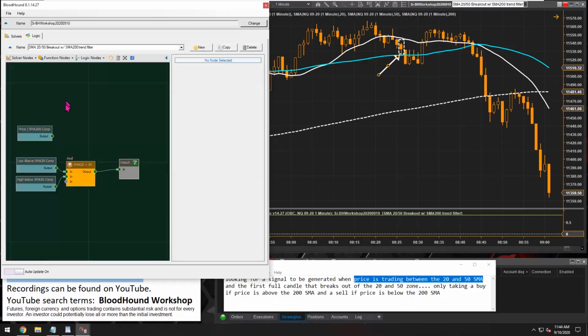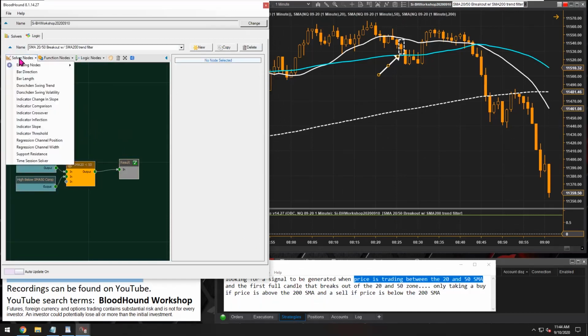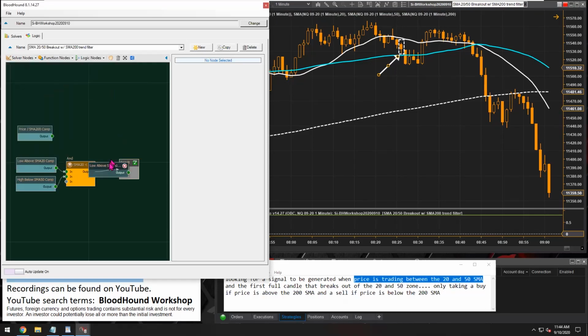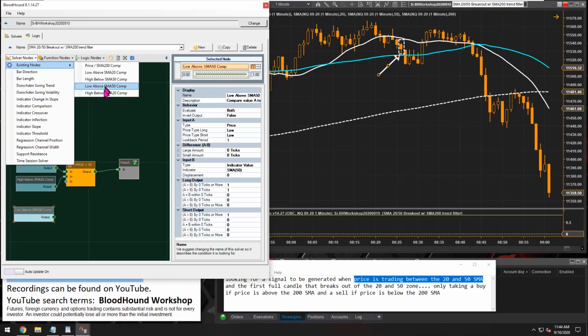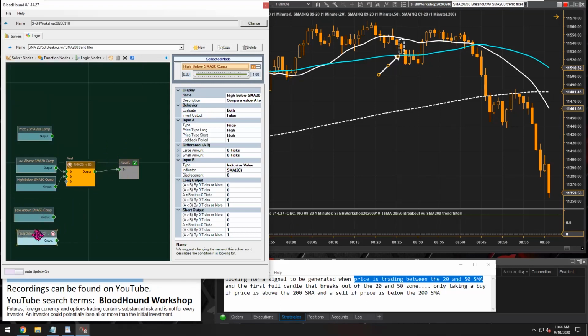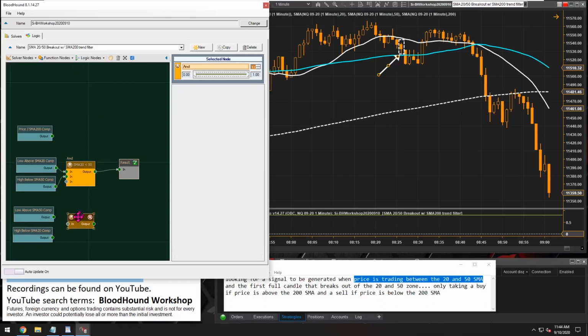So let's switch back over to the logic board here. We can go to solver nodes, existing nodes, and there are the two new solvers that I just made. I'll put those on the board. Again, go to existing nodes, put the other one on the board. There we go. I need another AND node.